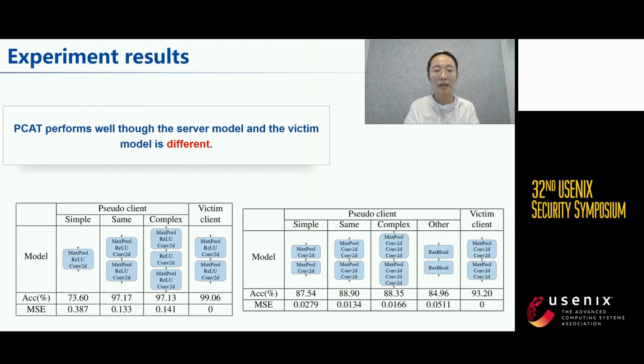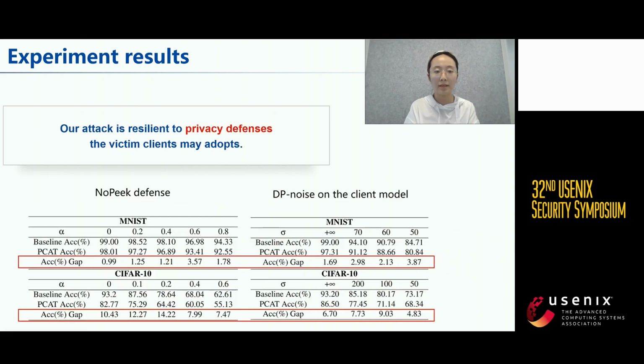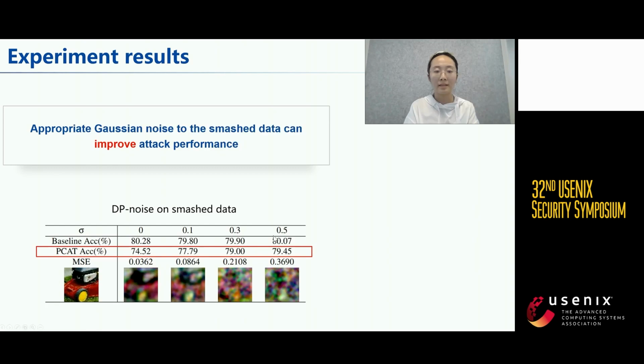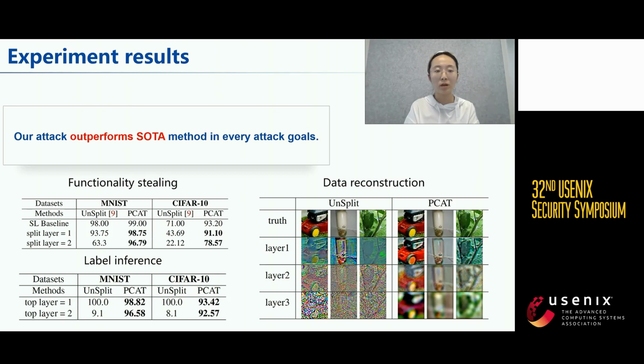If the victim client adopts some privacy defenses, such as adding DP noise and no-peek defense, PCAT can still work well, since the accuracy gap between the pseudo and the victim clients is steady regardless of the type and the strength of the defense. We are also surprised to find that adding appropriate Gaussian noise to the smash data can improve attack performance. Compared with the state-of-the-art methods, PCAT performs better to a great extent in every attack goal.